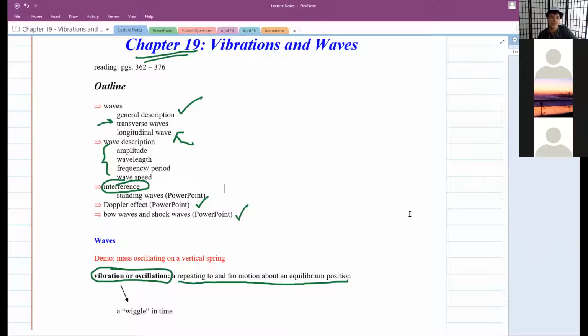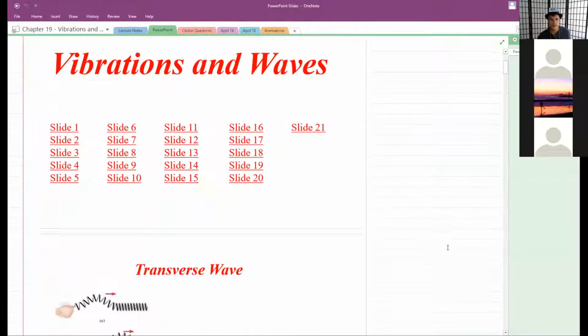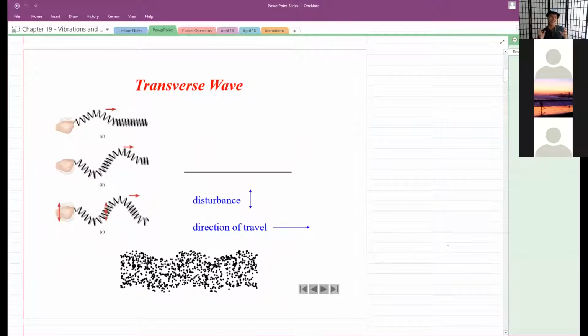Talked about two main kinds of waves. One is called a transverse wave. The other one's called a longitudinal wave. So real quick, a transverse wave is one in which the disturbance is perpendicular to the direction of travel of the wave. So let me show you that on a different screen.